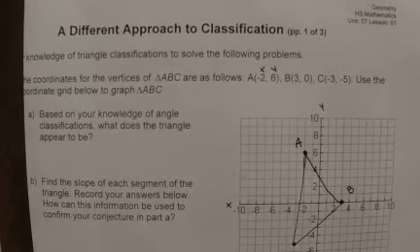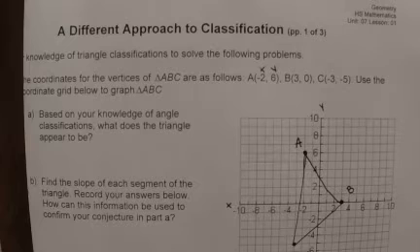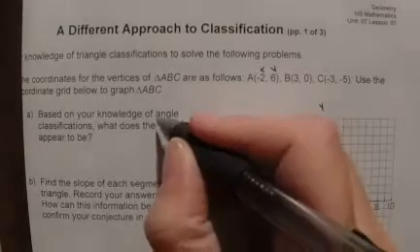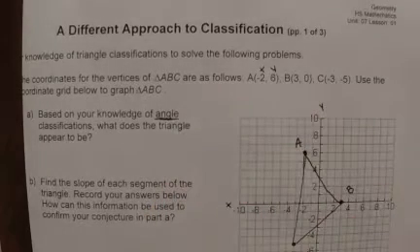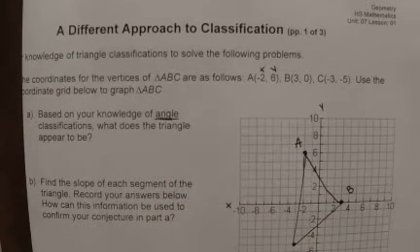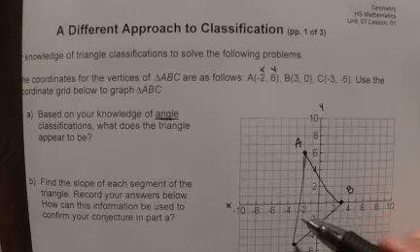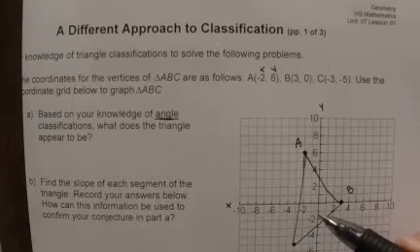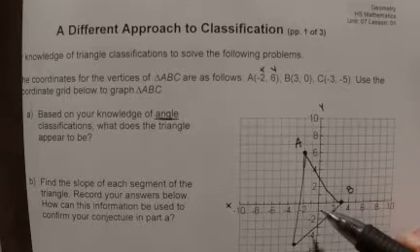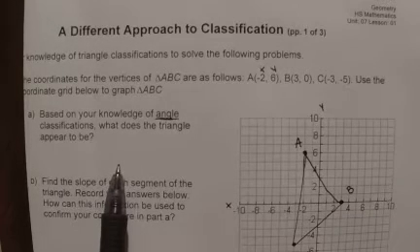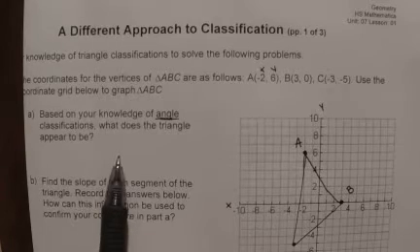Then it says, based on your knowledge of angle classifications, what does this triangle appear to be? Again, this is angle classifications. So according to the angles, it kind of looks like either acute, right, or obtuse. If you look at the picture, you can kind of decide that and then put your answer there. So do you think it's right, acute, or obtuse, and write your answer.